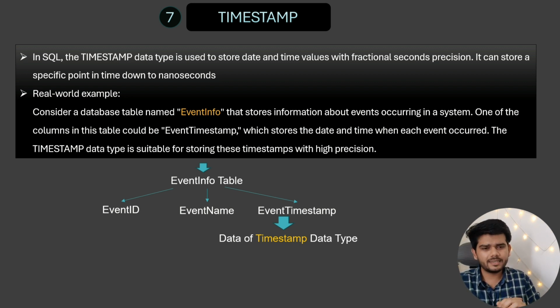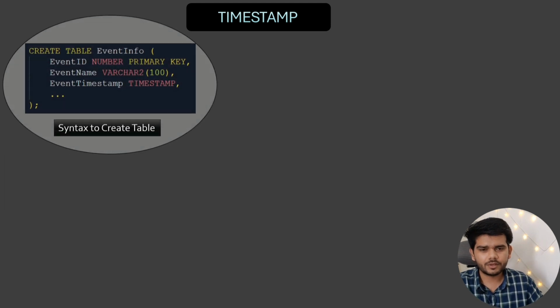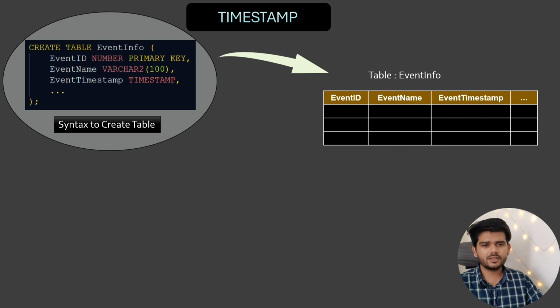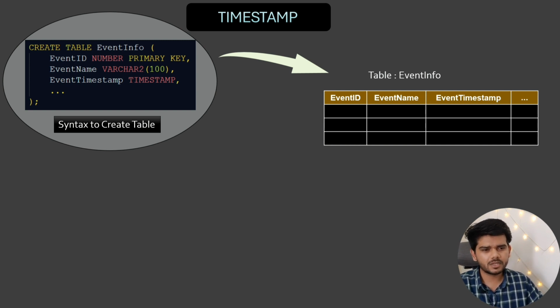Let's move on and create the event information table using this syntax. After execution, we can see the structure is created like this. Now let's understand the syntax. The event timestamp column is defined with the timestamp data type, which allows us to store a precise timestamp for each event. When inserting data into this table, the event timestamp values represent the timestamp of the event. So we'll see what type of data this event timestamp column contains.